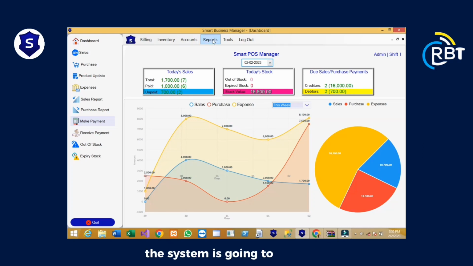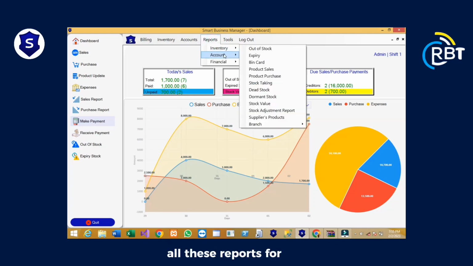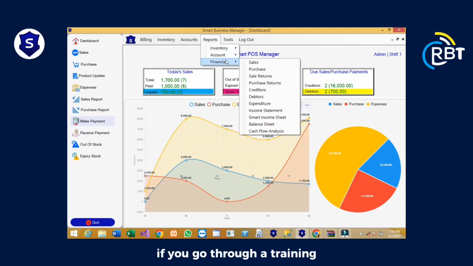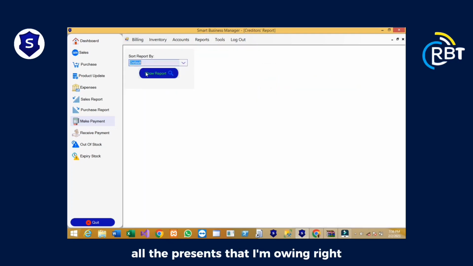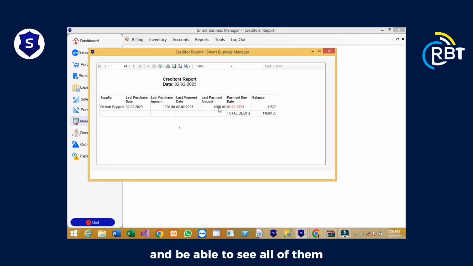The system is going to generate all these reports for you. If you go through our training, you'll be able to understand how to read these reports very well. For instance, I could just look at all my creditors, all the persons that I'm owing, right? And be able to see all of them. For now, SARS is no longer owing me, so it's not going to appear here. So it's just my default supplier that was owing me 11.5, right?